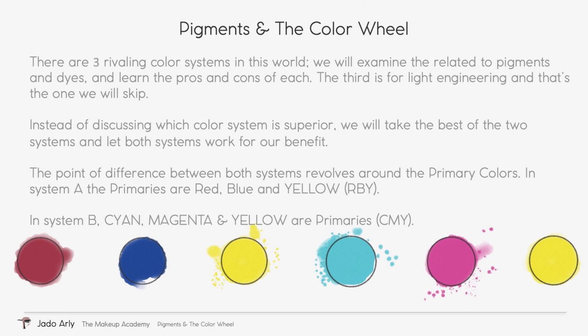And like I said, instead of discussing which color system is superior, we're just going to look at the pros and cons of each system and make it work for our benefit. The point of difference really revolves around the primary colors. As for the third color system, which we are not discussing today, it is RGB, and that's mostly related to light, monitor screens, and anything to do with technology or displays in general.